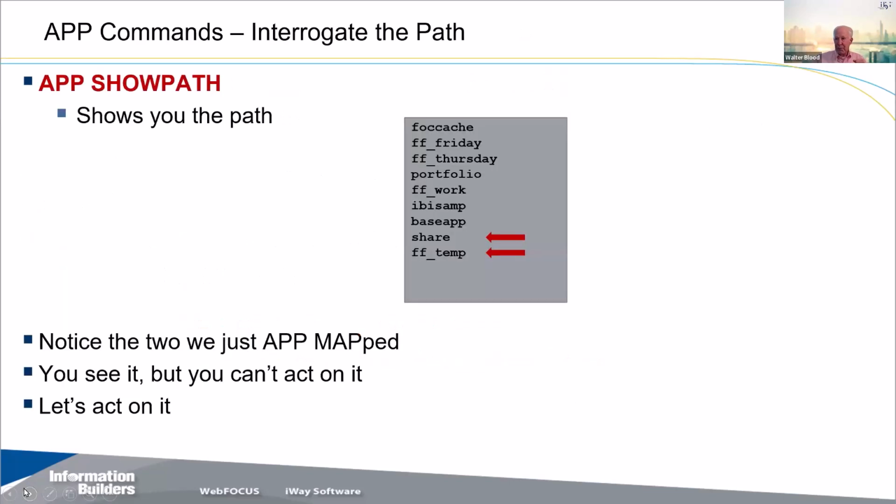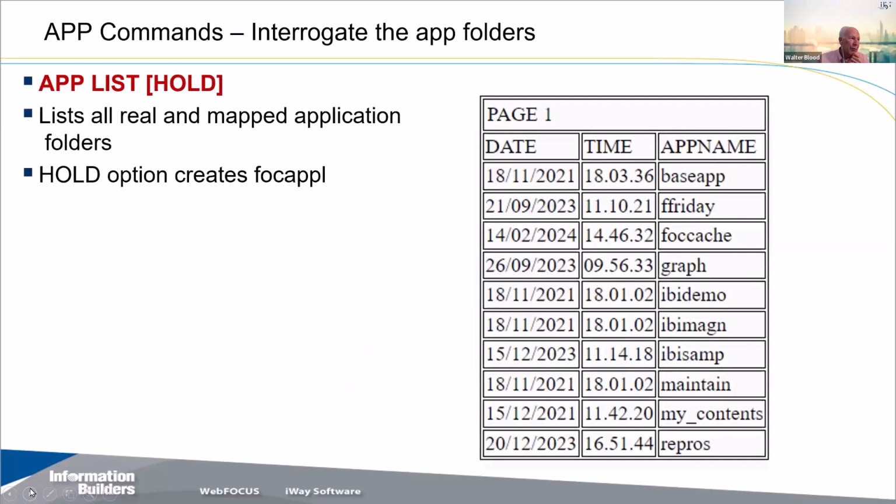Very useful. APP SHOW PATH shows me what my path looks like right now. We added SHARE and FF TEMP before we appended them, and now if I do a SHOW PATH, it's going to show up right there, and that's what we're looking for. APP LIST. If I do an APP LIST, it's going to list all the real and mapped application folders. It's like an APP SHOW PATH.